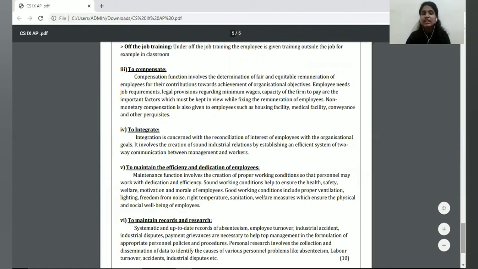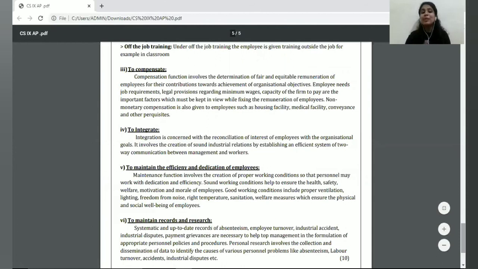Now the next point is to integrate. Now to integrate means reconciliation of interest of the employees with the organizational goals. It involves creation of sound industrial relations by establishing an efficient system of two-way communication between the management and the workers. So you have to again explain this point very nicely and elaborately.